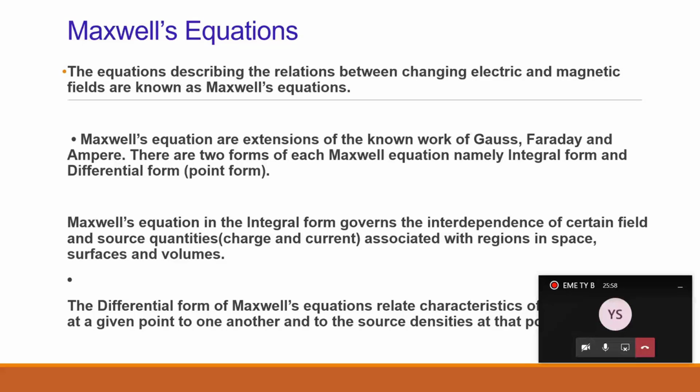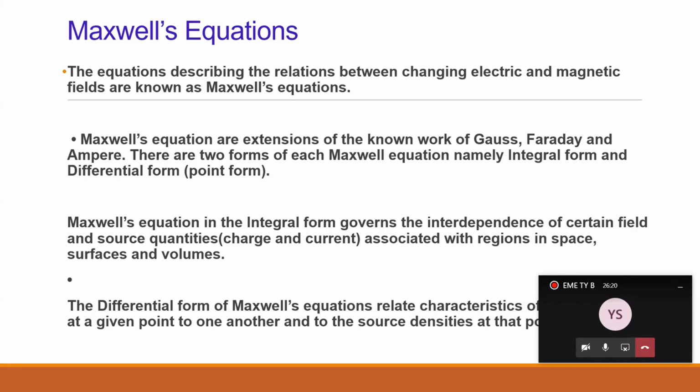So this kind of equation is known as the integral form of Maxwell's equation, derived from Ampere's law. Like that, we have to see which law is used to derive it, and whether it is in integral form or in point form. So this is known as integral form.